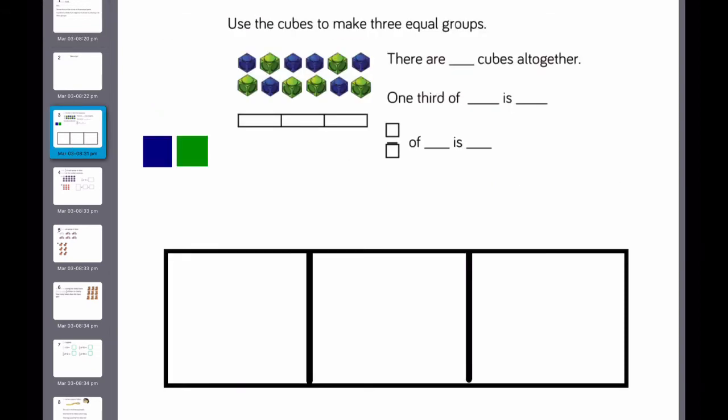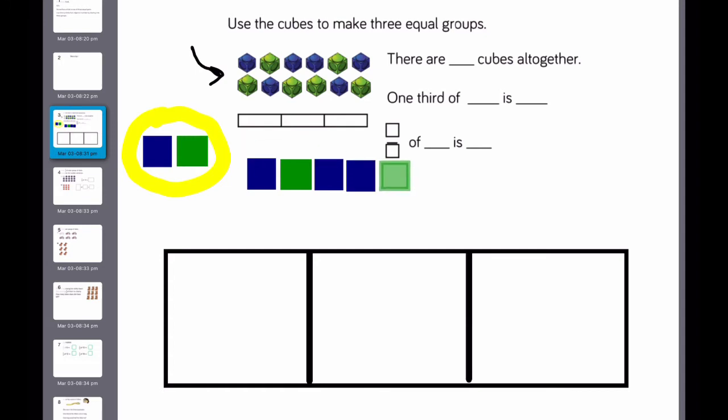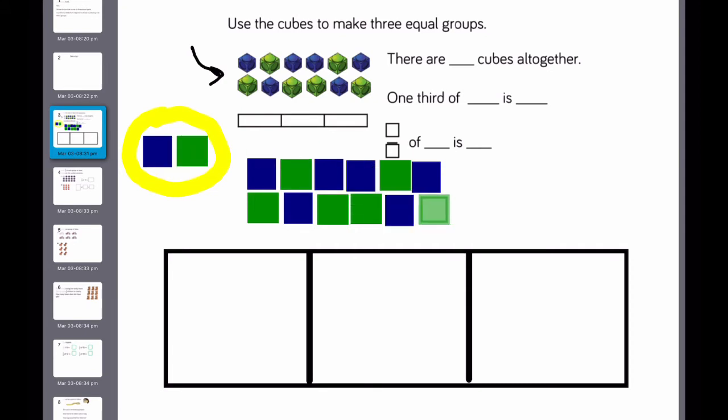Let's look at this problem together. Use the cubes to make 3 equal groups. So I have got over here a picture of cubes, and I'm going to use these cubes here to recreate that picture. So one blue one and a green one, blue, blue, green, blue, green, blue, green, green, blue and green.